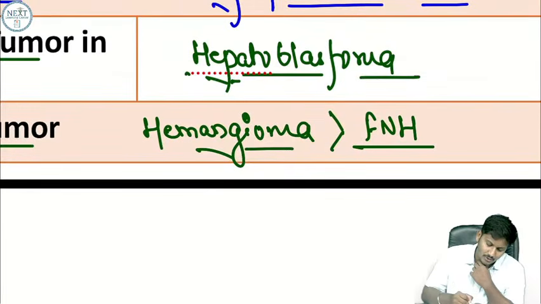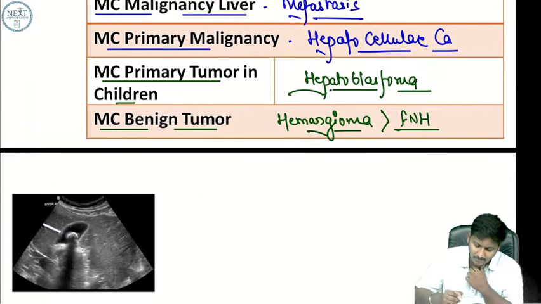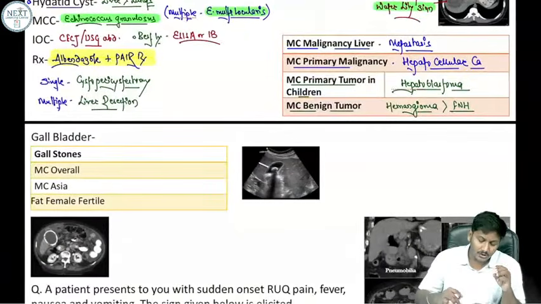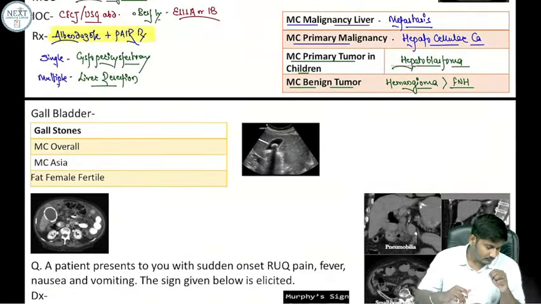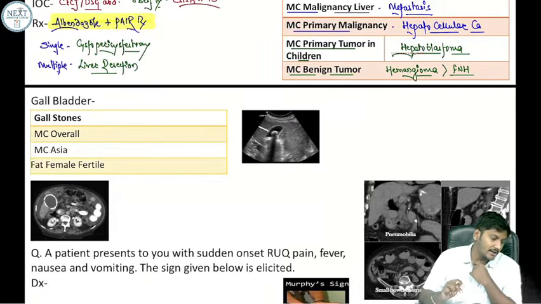Anybody can tell me why all the benign liver tumors are common in females? All the benign liver tumors like hemangioma, focal nodular hyperplasia, or even hepatic adenoma are more commonly seen in females. What is the reason behind that? Anybody? The reason behind that is nothing else but OCP intake. We know all the benign liver tumors are commonly associated with the OCP, or oral contraceptive pill, intake. That is the reason why they are more commonly seen in females.